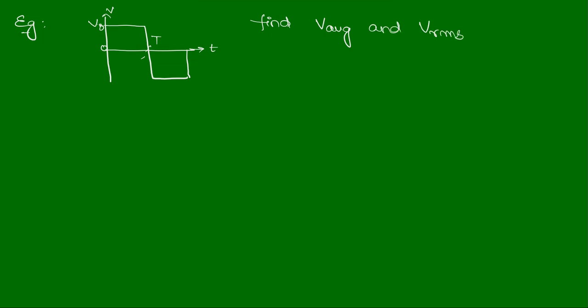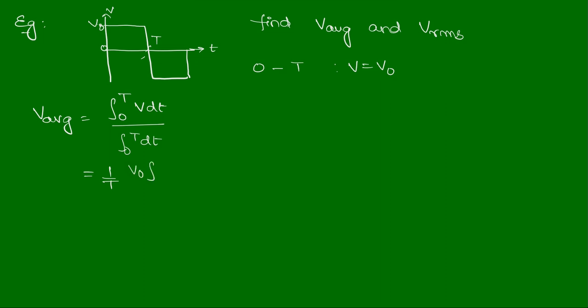So if you are given any graph like this, then we have to develop the equation. From 0 to T, the V value is equal to V naught. Then what is our V average formula? Integration of 0 to T V dt by integration of 0 to T dt, or in the denominator we get 1 by T, and the V value is V naught, which is a constant. So integration of 0 to T dt, this will be equal to 1 by T times V naught times T. So T gets cancelled. V average value is equal to V naught.